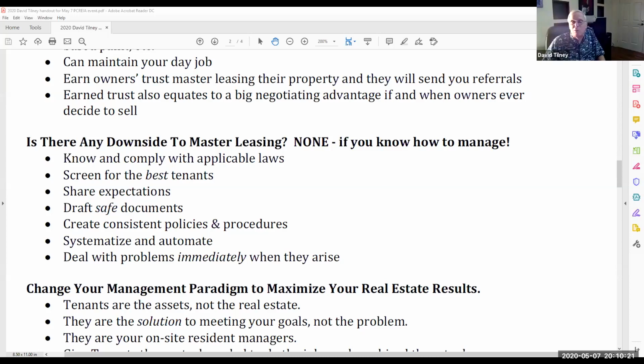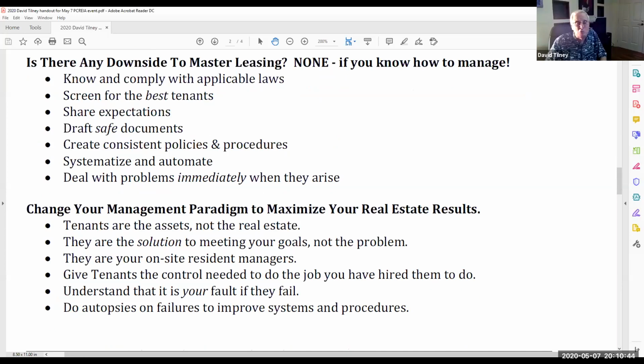Okay, the next section then says, is there any downside to master leasing? The bottom line is none if you know how to manage. If you don't know how to manage, you will hurt yourself and you will hurt other people. So it's really, really important that you learn how to manage. You've got to know and comply with your applicable laws. That means federal, state, and local, and also real estate licensing laws. You've got to know all that stuff, and it's easy enough to learn.